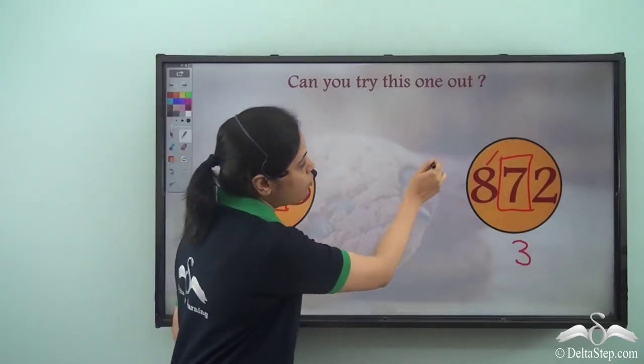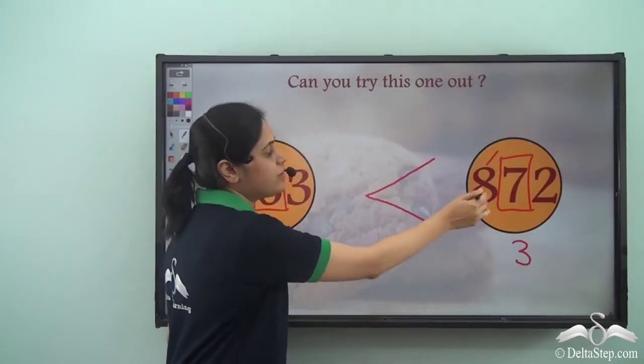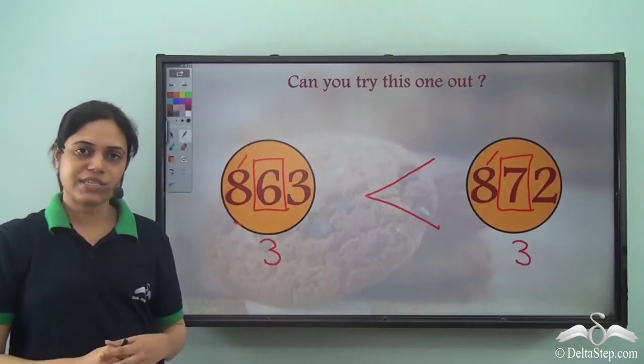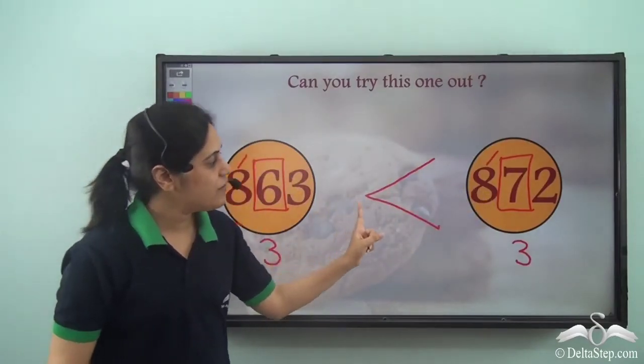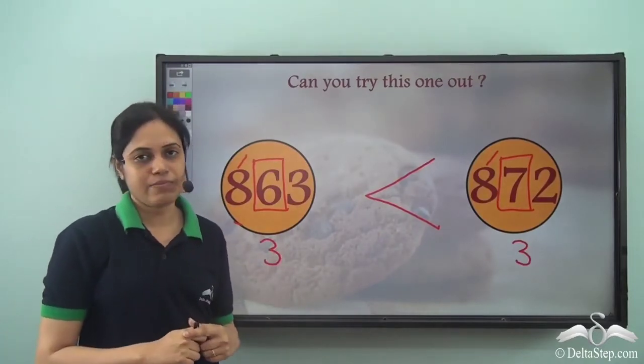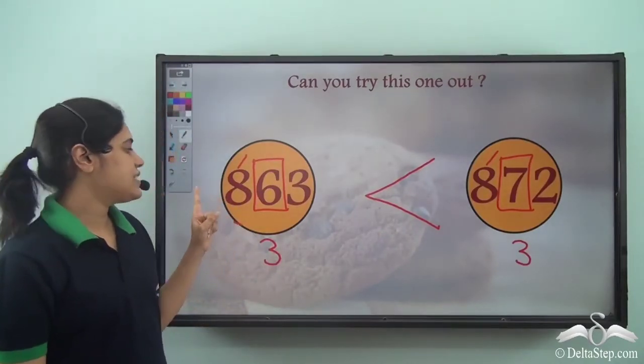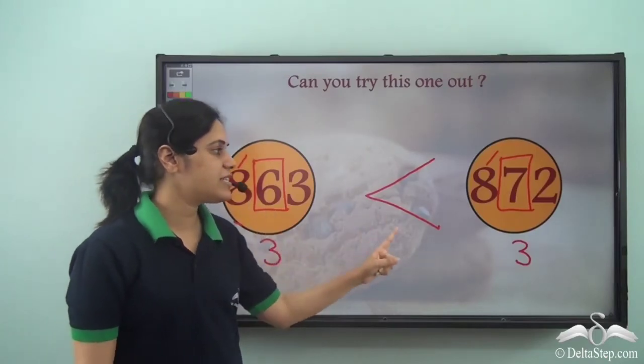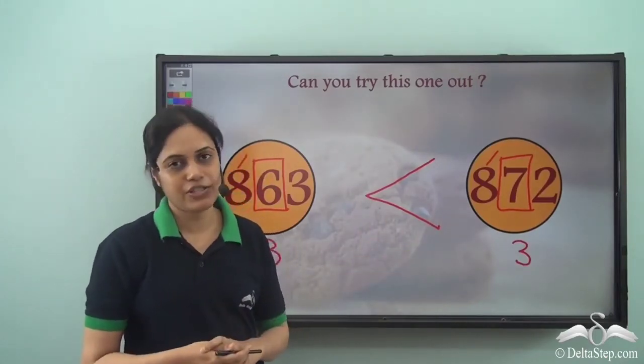So the mouth of the alligator will be open towards this number and we use this symbol. This is the less than symbol. We read it as 863 is less than 872.